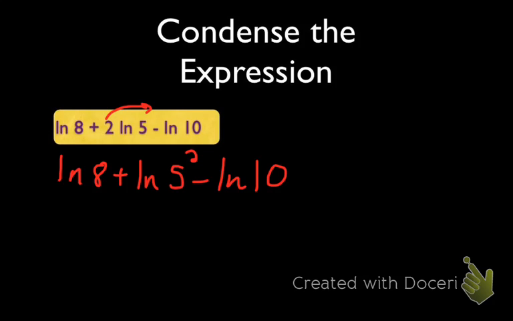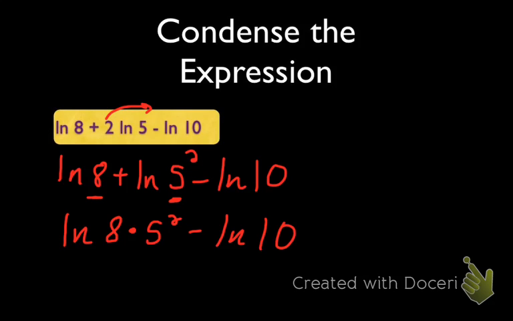The thing I'm going to do is I'm going to see that I'm adding 2 logarithms right here. And so I can condense them into one logarithm if I change from addition to multiplying the things inside of the logarithm. So this will be the natural log of 8 times 5 squared minus the natural log of 10.